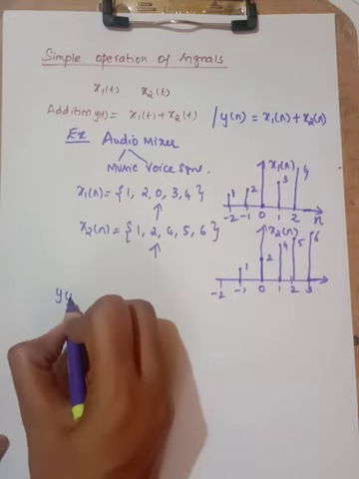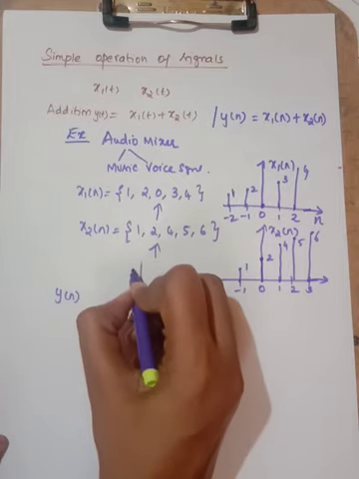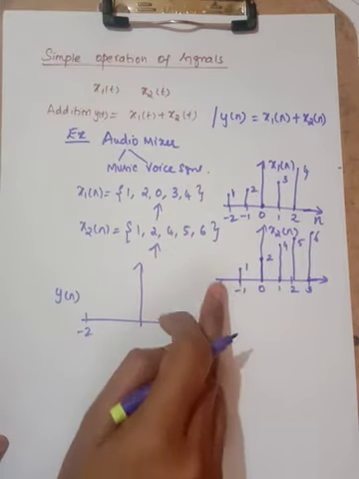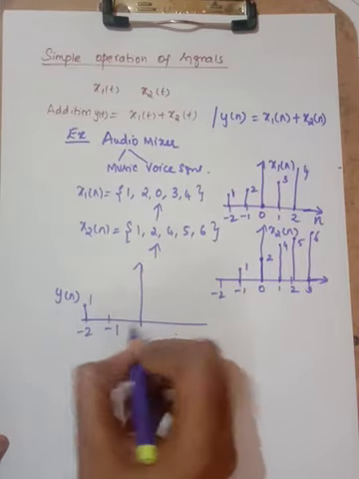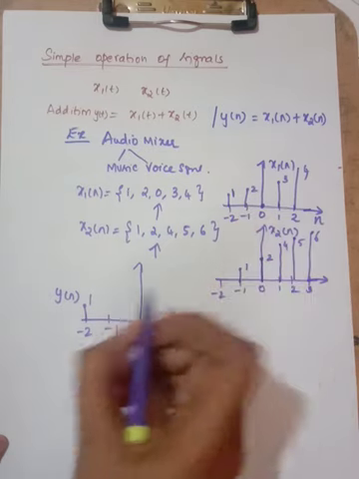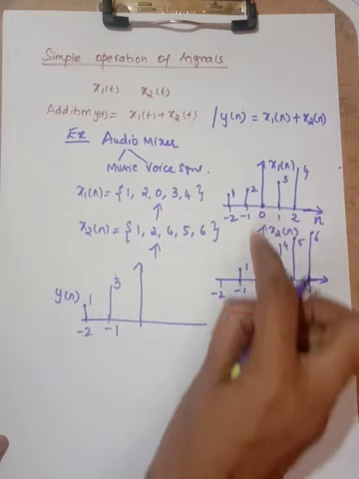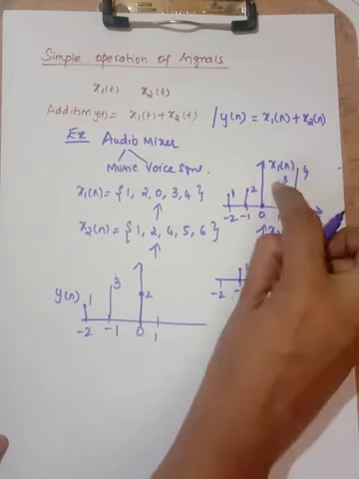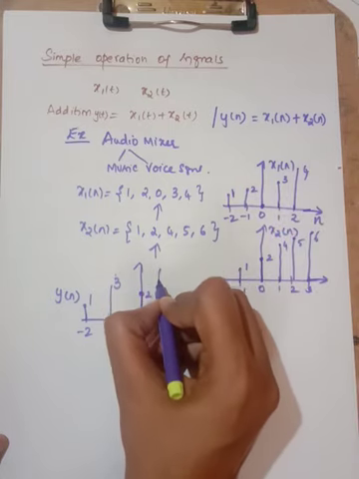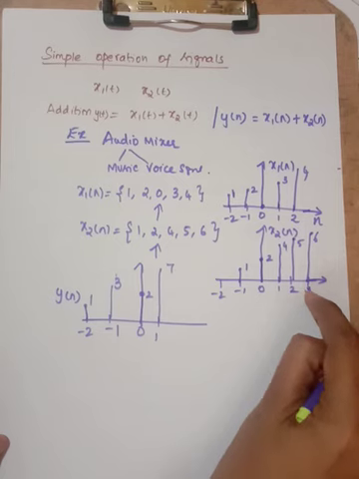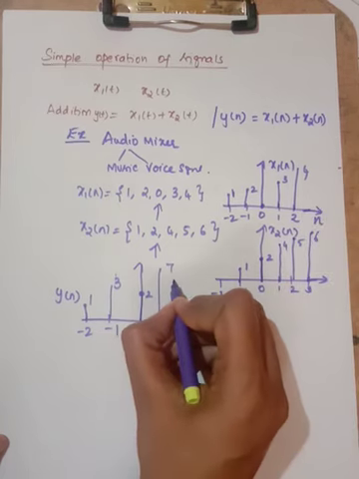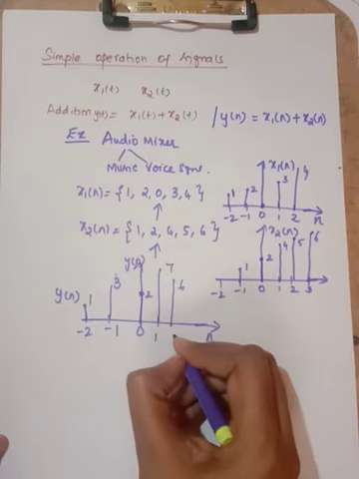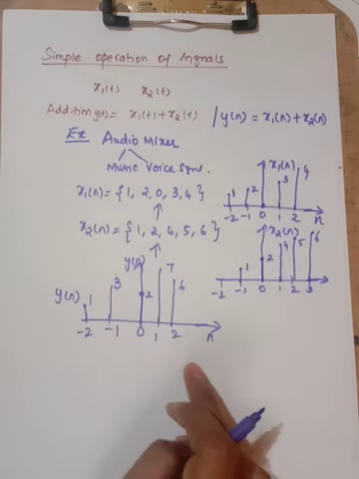So what I will get is y1 of n. Here the minimum index is -2. At -2 it is 1, and here there is no value, so it is 1. Then at -1, 1 and plus 2, it is 3. Next at 0 only 2 is there. Next at 1, here you have 4, here you have 3, so it is 7. Then at 3, here you have the value 6, here there is no value, so it is 6. Like that you need to add two signals. So this is your resultant y of n, and this is your time axis n.